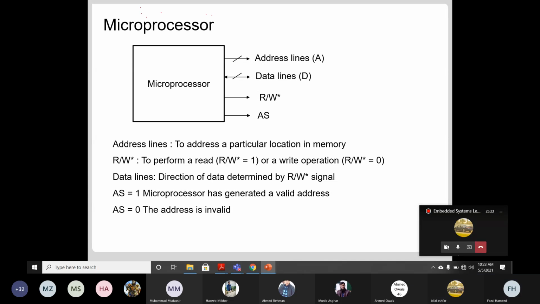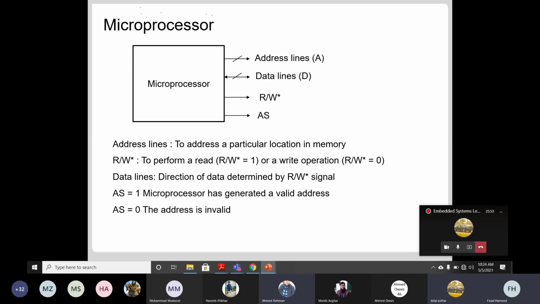So the data lines will show the direction of the data, determined by the read-write bar signal. Whether we want to perform a read operation or a write operation will be determined by the read-write bar signal. If the read-write bar signal is 1, what does it imply? It will be a read operation, and will the direction of the data lines be inward or outward?